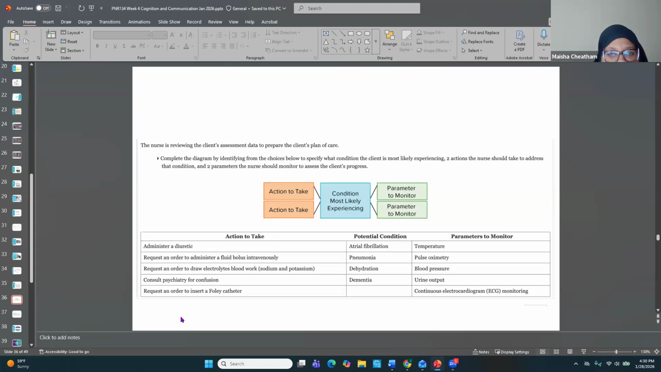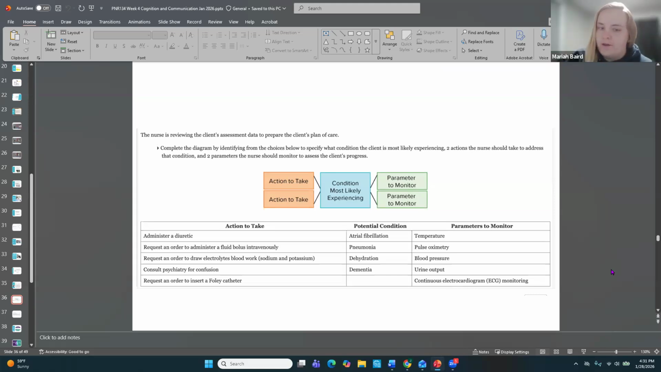Blood pressure. Okay. And the EKG. Blood pressure, EKG or ECG? Same thing. ECG is the correct one, but we use EKG as well. All right, if we're putting dehydration, wouldn't we monitor the urine output?